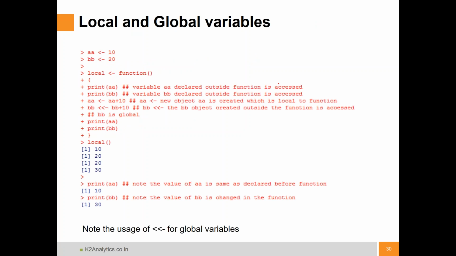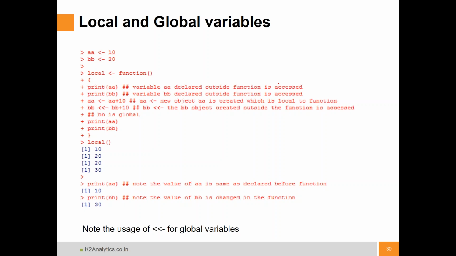This concept of local and global variables is, again, I am saying, not common or only in R. It is again across tools. Across tools, there is a concept called local variable and a global variable. And the concept is simple. Variables which are declared outside have a global scope. Variables which are declared inside a function have a local scope.